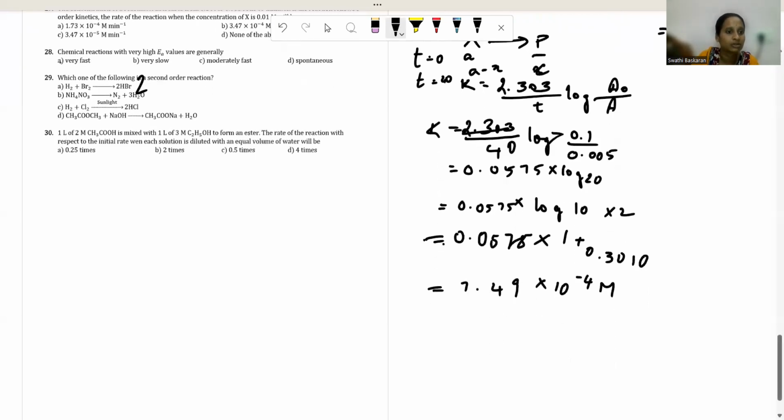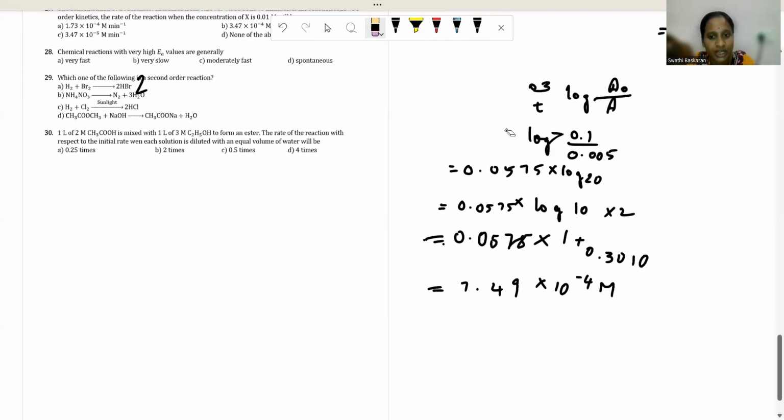Now coming to the 28th question: chemical reactions with very high activation energy values are generally. So this concept is completely based on effect of temperature and activation energy. Here it is quite simple to understand. We know that activation energy and the concept of fast and slow reactions is completely based on effective collision, the fraction of molecules having effective collision, correct?